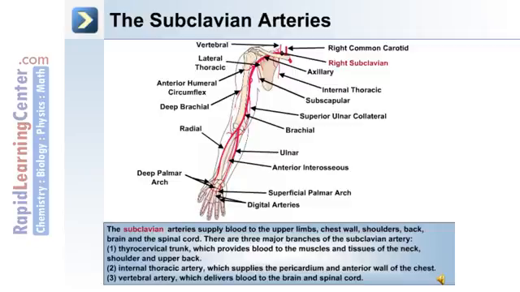The subclavian arteries supply blood to the upper limbs, chest wall, shoulders, back, brain, and the spinal cord. There are three major branches of the subclavian: the thyrocervical trunk, which provides blood to the muscles and tissues of the neck, shoulder, and upper back; the internal thoracic artery, which supplies the pericardium and anterior wall of the chest; and the vertebral artery, which delivers blood to the brain and spinal cord.